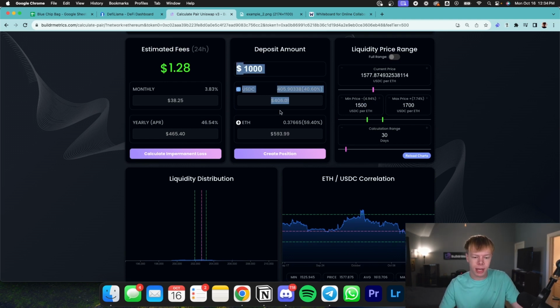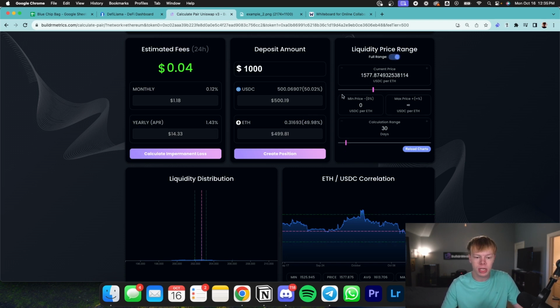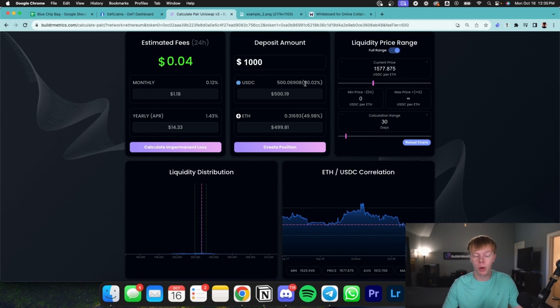Additionally, you'll notice something right here change. You'll see that the deposit amount of USDC and Ethereum is different. We're putting up about 60% Ethereum and about 40% USDC, whereas if we're on full range liquidity, you can see we put up 50-50 of each asset, and it will always be 50-50 no matter what the price goes to.